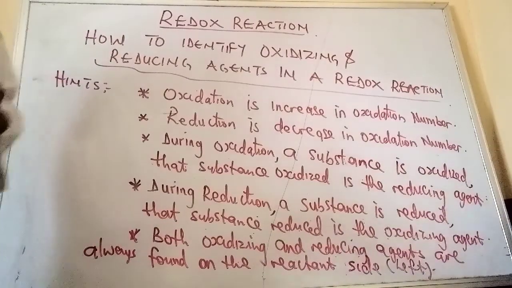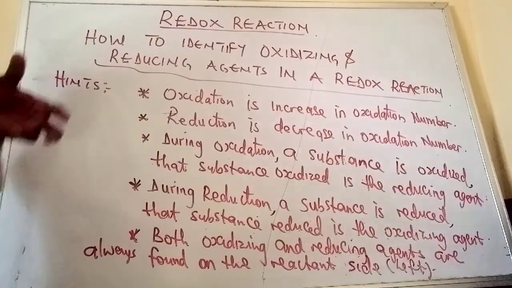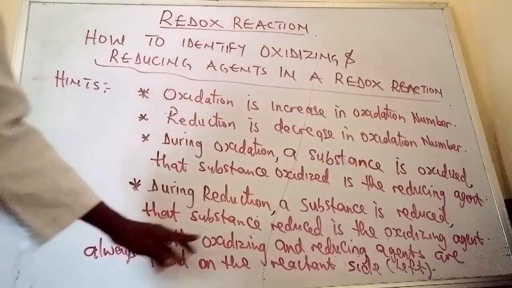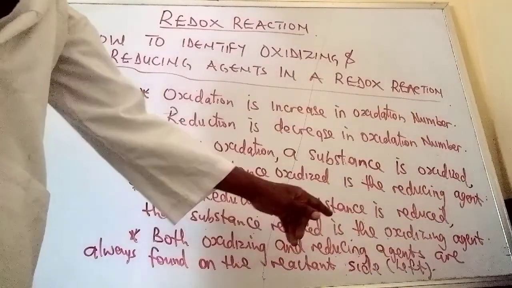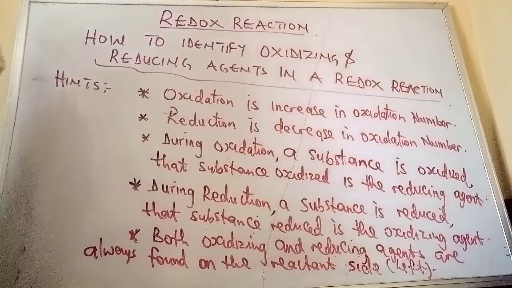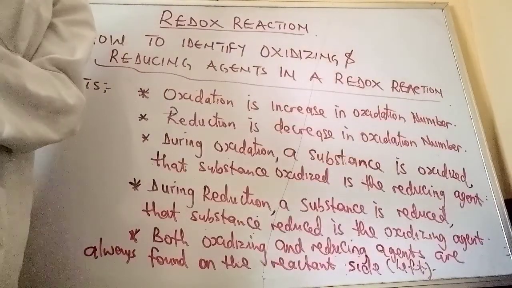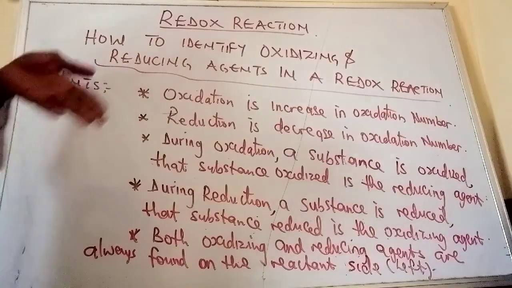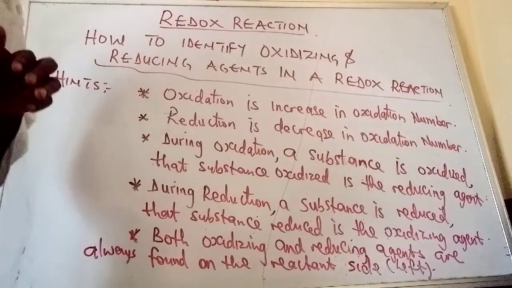Please take note of all those information. They are crucial for your understanding. Then, both oxidizing and reducing agents are always found on the reactant side. So that means if you want to identify oxidizing agent and reducing agent, you don't need to look at the product side. Both of them are always on the reactant side.